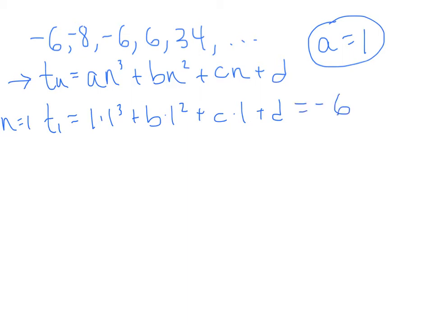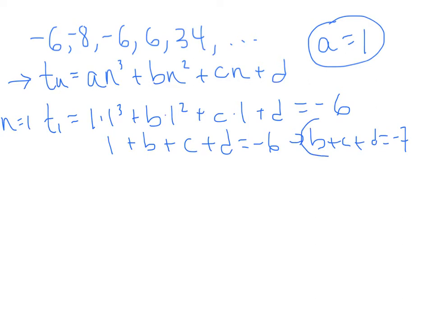I'm going to clean this up just a little bit. 1 times 1 cubed is 1, plus b plus c plus d is negative 6. Or I could write b plus c plus d equals negative 6 minus the 1, negative 7. So that's one of my 3 equations. And in fact, I'm going to label this as equation number 1. That will come in handy when we start organizing things.